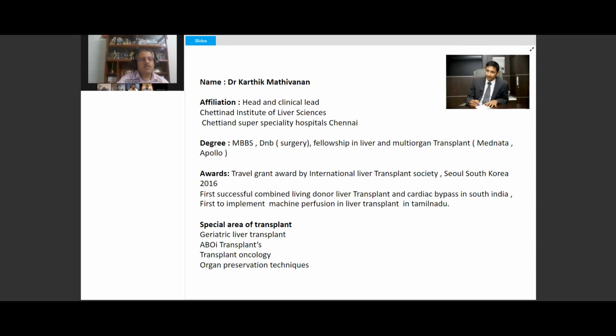So we move on to the next part of the session, where we have Dr. Karthik Mathivanan, who will be telling us more on the surgical aspect of this combined liver kidney transplantation. Dr. Mathivanan is the head and clinical lead for Chittenden Institute of Liver Science. He did his fellowship in liver and multi-organ transplant from Medanta and Apollo. He is the recipient of multiple grants, and his special areas of transplant interest include geriatrics, ABO incompatible, transplant oncology, and the various organ preservation techniques. So we are eager to hear about the surgical aspect of it. Over to you, Dr. Mathivanan.